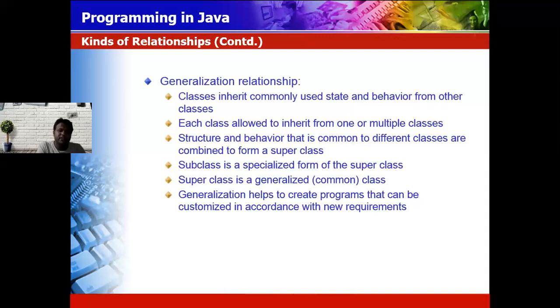So in every span of time, you have to increase the functionality of your application. When you increase the functionality, you add some new features to the existing application. Adding new functionality doesn't mean all the functionality changes. Some functionality is copied from the previous version, like Control C, Control X, and Control A, which selects all the items. So generalization helps to create a program that can be customized in accordance with your new requirement.